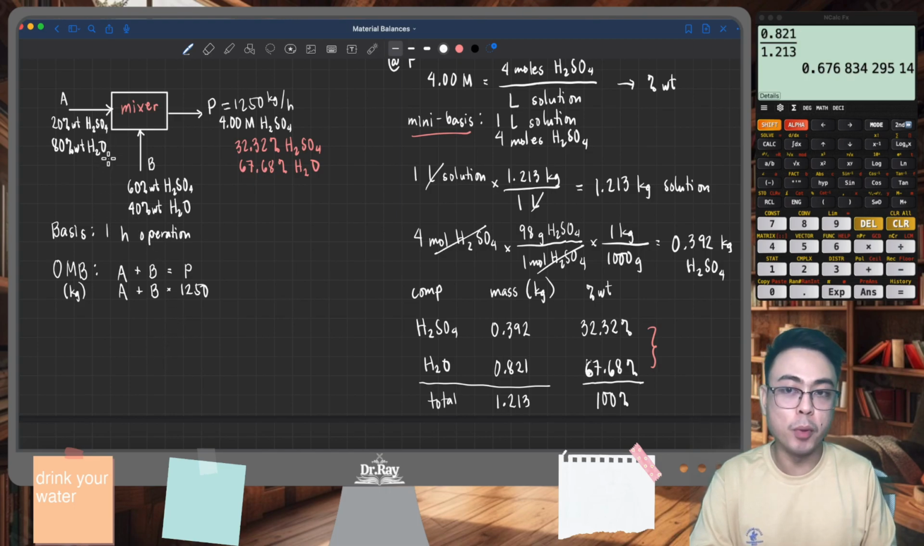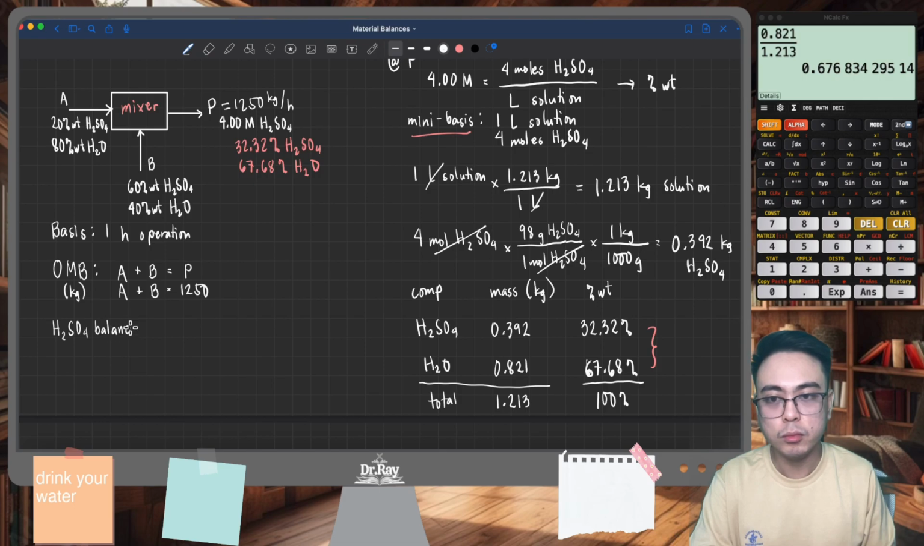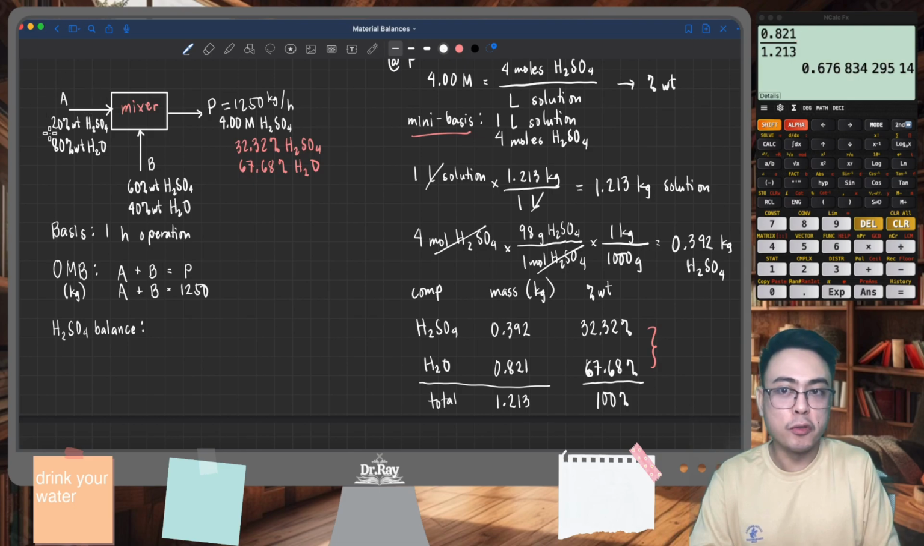Notice that we have two components, sulfuric acid and water. You can pick either of those. Your calculations would still be the same. So let's pick sulfuric acid. I'm going to perform the sulfuric acid balance. How do we write that? How much sulfuric acid is in your stream A? That's simply 20% of the entire stream A. So you can write that as 0.2 times A.